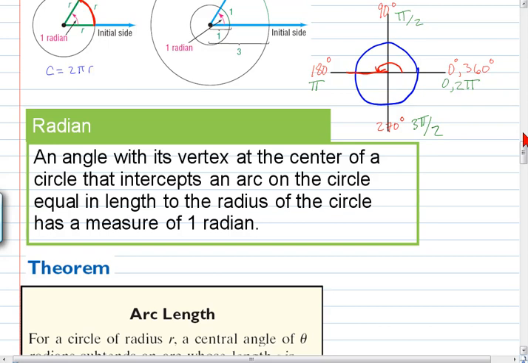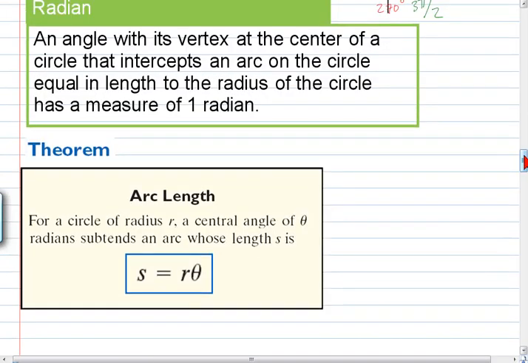So we're going to have to learn how to quit thinking in degrees, which is natural because that's what we learned in high school, and start thinking in radians. And I'm hoping that throughout the rest of this course, you will become fluent in radians, where you'll start thinking in radians as opposed to degrees.